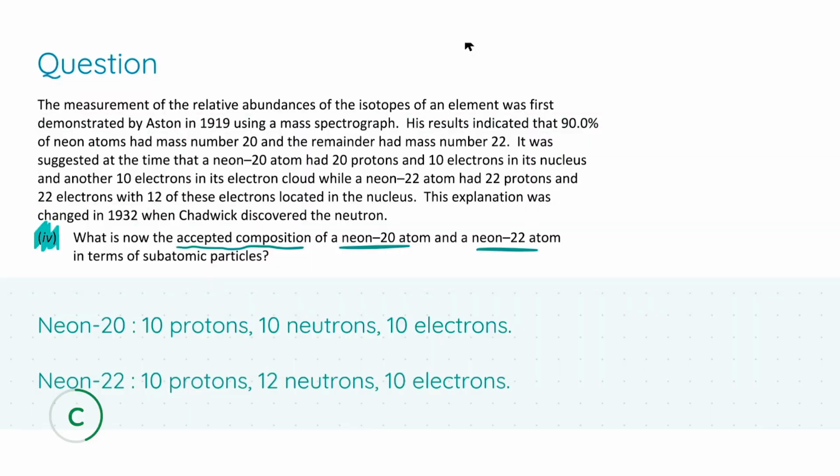And here we have our answer. Now, I'm going to go through the way to approach this type of question after I've gone through the answer, but in this case, neon 20 is represented as 10 protons, 10 neutrons, and 10 electrons, and neon 22 is represented as 10 protons, 12 neutrons, and 10 electrons.